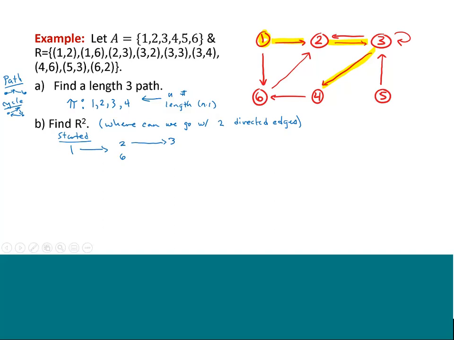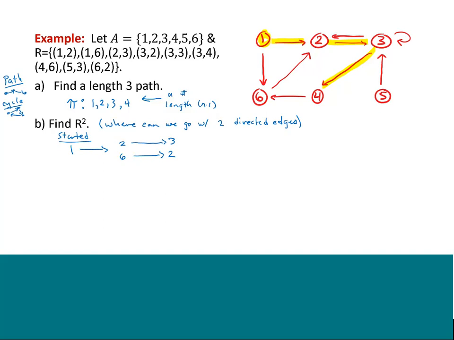So we're now at 6. Yep, totally come back here to 2, and that's also the only option. So notice if you started at 1, you actually have 2 length 2 paths, 1, 2, 3, or 1, 6, 2. Both of them are totally viable and perfectly fine to use. Now, that's it if you started at vertex 1.